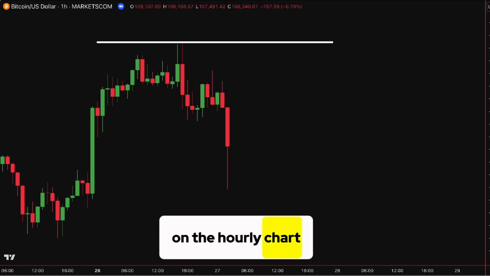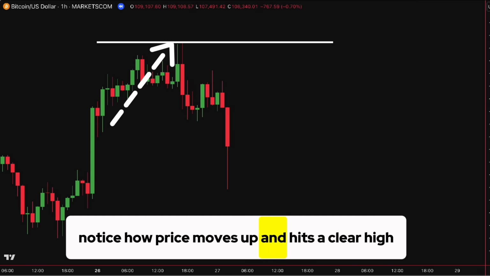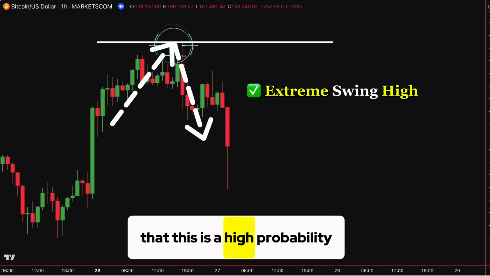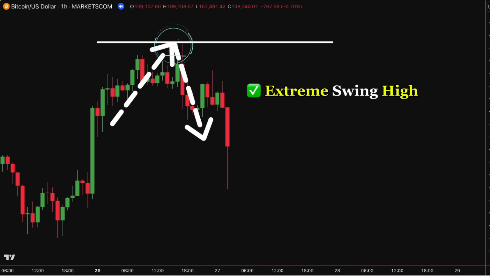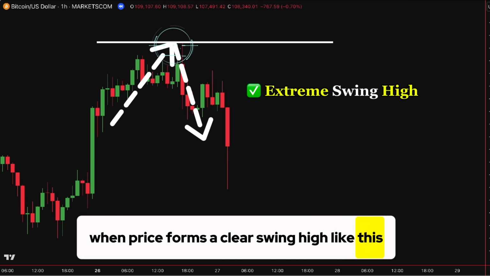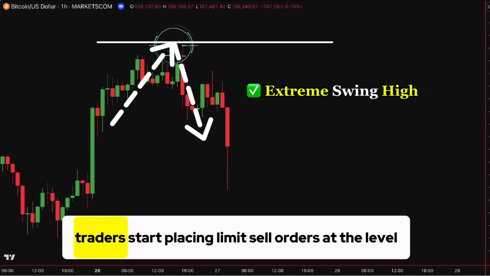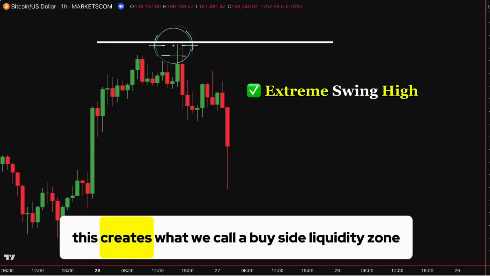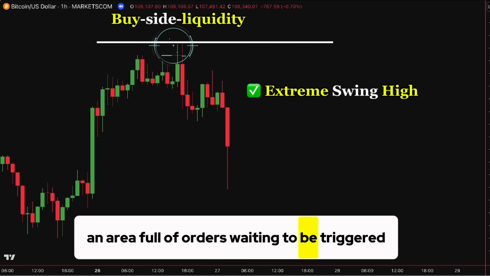Now let's look at another example, this time on Bitcoin versus the US dollar on the hourly chart. Notice how price moves up and hits a clear high before reversing. That high marks an extreme swing point, and it's our first clue that this is a high probability liquidity zone. When price forms a clear swing high like this, it naturally attracts attention. Traders start placing limit sell orders at the level, and those already in short positions place stop losses above it. This creates what we call a buy-side liquidity zone, an area full of orders waiting to be triggered.